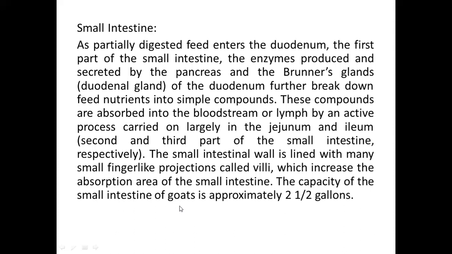The capacity of the small intestine in goat is approximately 2.5 gallons.